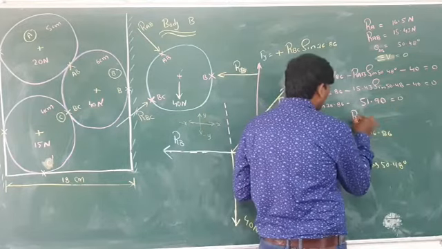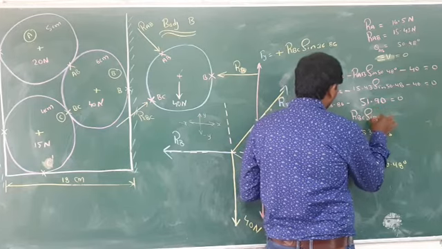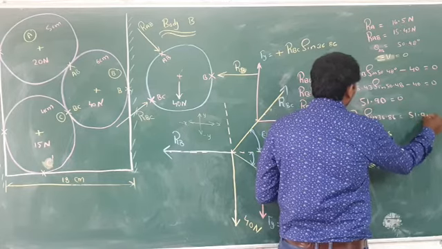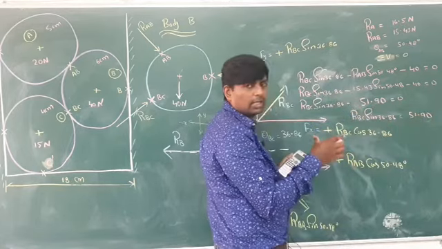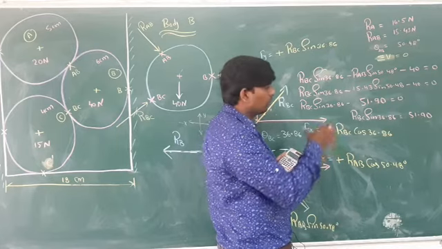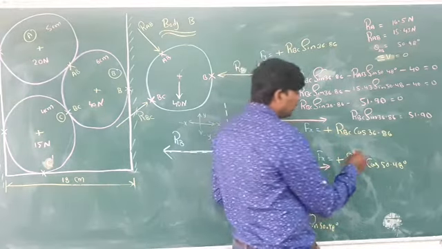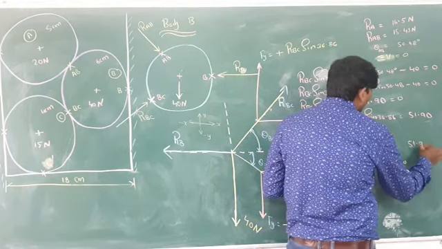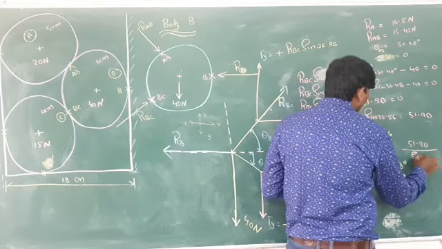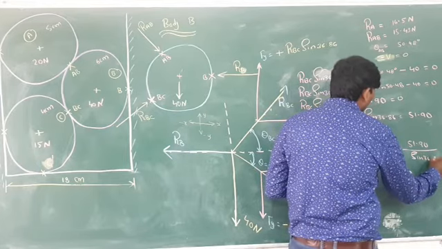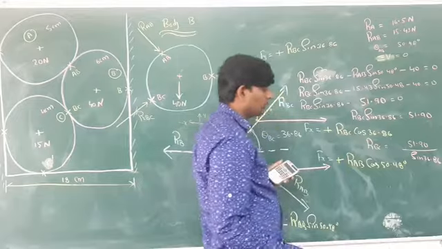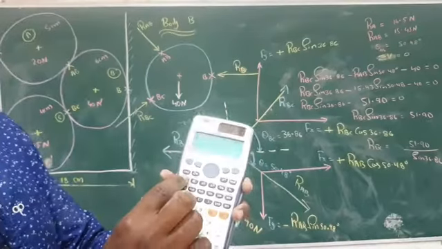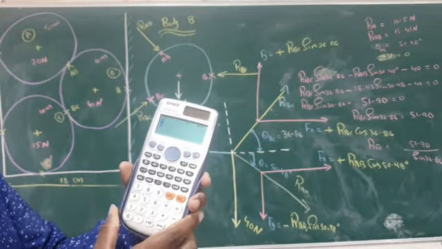After that what you have to do? RBC sine 36.86 is equal to 51.90. This side it is negative 51.90; if you shift it to that side, it will become positive. After that RBC is equal to 51.90 divided by sine 36.86. See, if you go for the fraction button, in the third row, if you press it, as you can see here, what is the value?